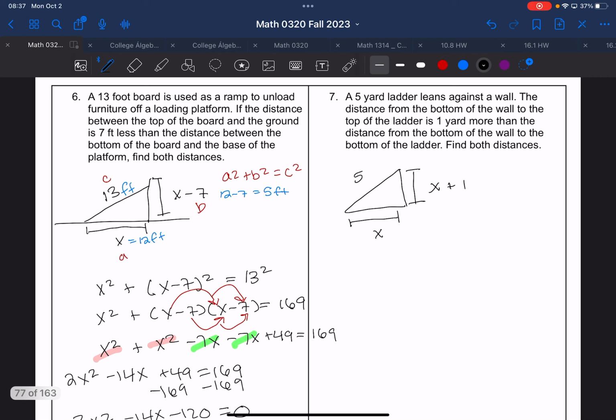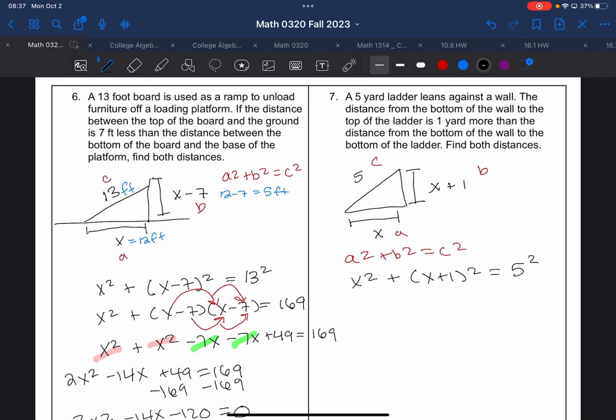So now it wants us to find both distances. It wants us to find X and X plus 1, so A and B. So we write our formula, A squared plus B squared equals C squared. We label our triangle, and we plug everything in. A is going to be X. So we have X squared plus B is going to be X plus 1. Do I put that in parentheses? Yes. X plus 1 squared is equal to C squared, so 5 squared.